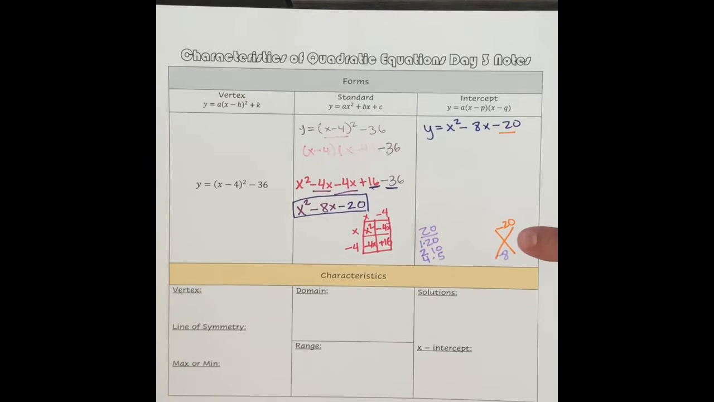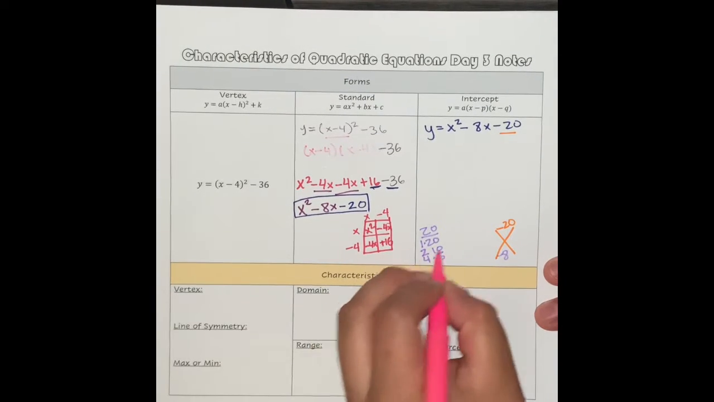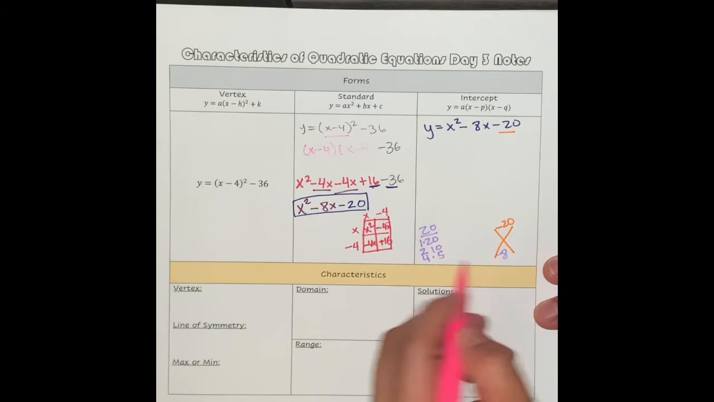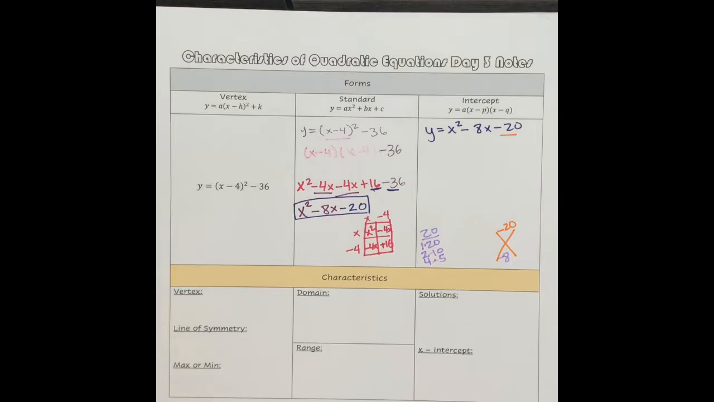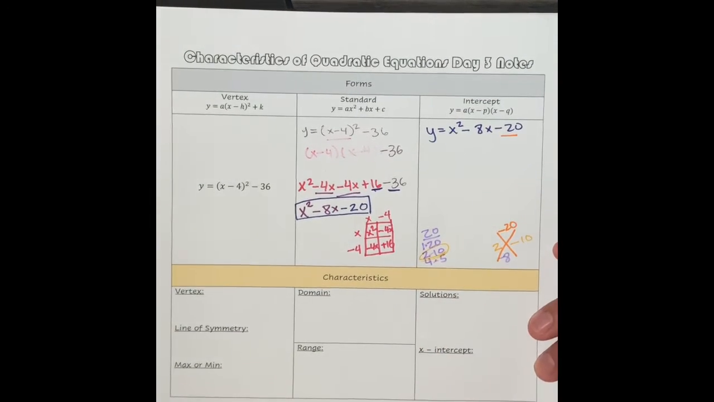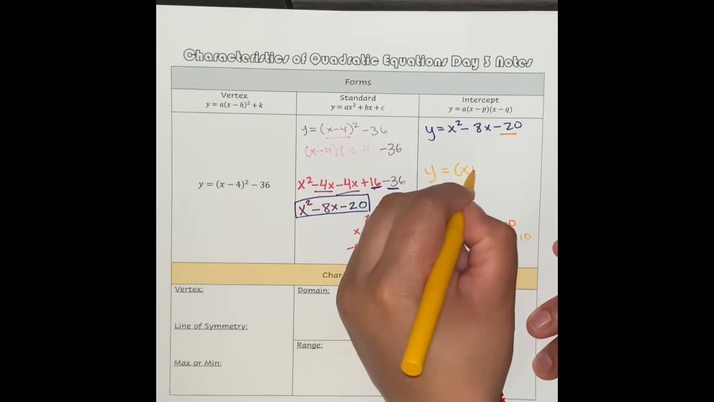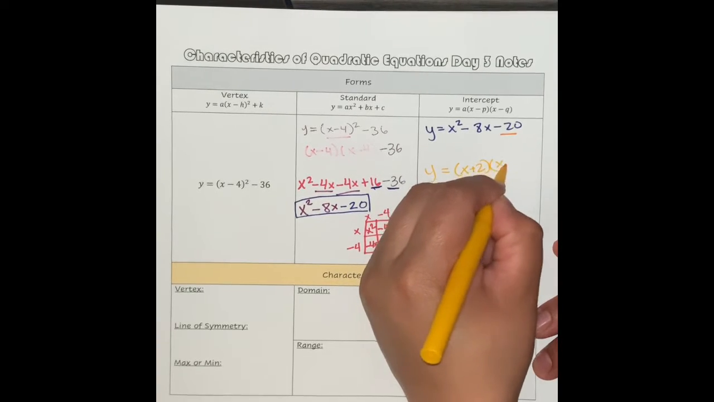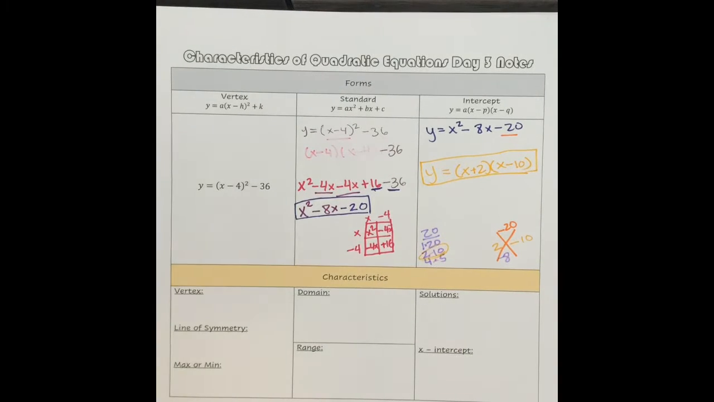Now, since this 20 is negative and this 8 is negative, we have to find a negative and a positive number. So we know that one of these has to be negative. Since this one's negative, this one will be. And the two numbers will be 2 and negative 10. So my intercept form is (x plus 2)(x minus 10). And there goes my intercept form.